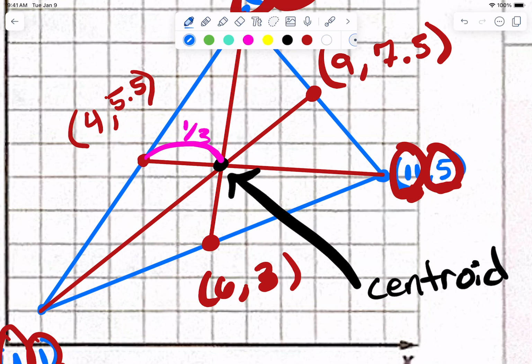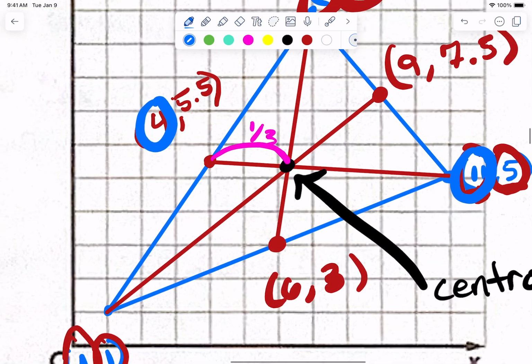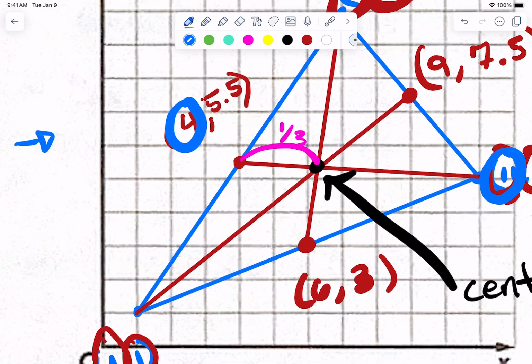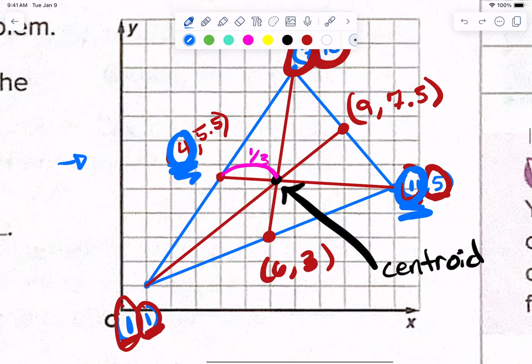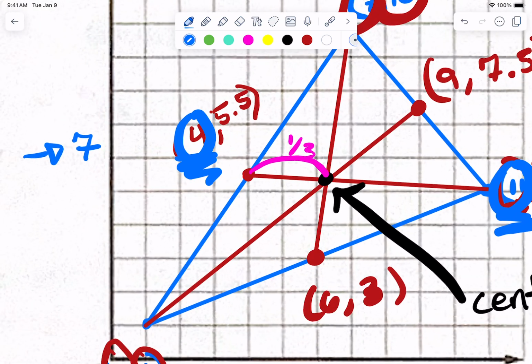So here's what I'm going to do. I'm going to look at 4 and 11. How far are you going to the right when you start with 4 and go to 11? I'm going to the right 7 units. But I want to go just a third of that, to find where that spot is. So I'm going to take a third of 7, or 7 divided by 3.